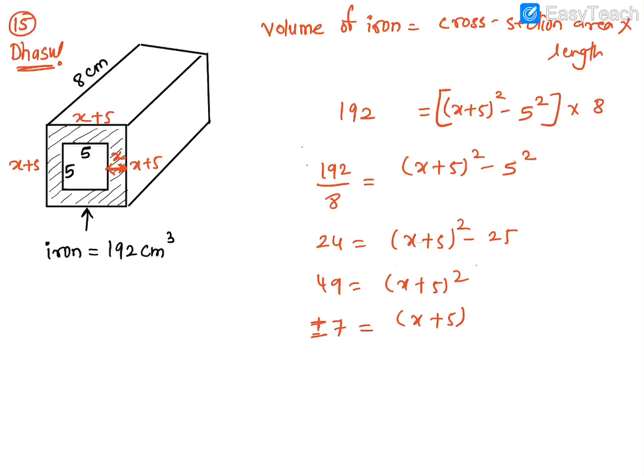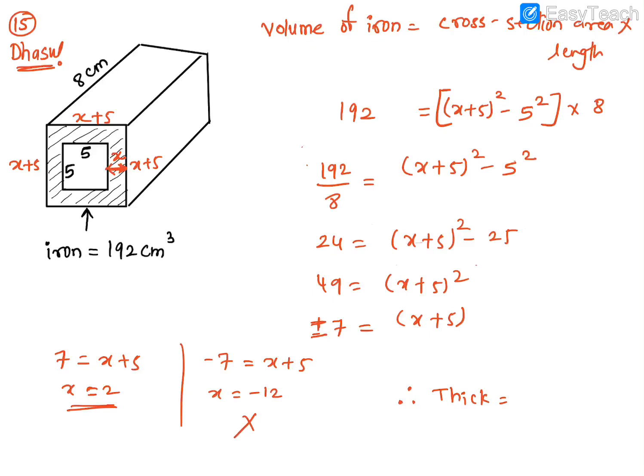Now how to solve this? So once plus 7 is equal to x plus 5 and once minus 7 is equal to x plus 5. So x is equal to minus 12, this is not possible, and x is equal to 2. So that's the answer. What's the final thing you have to find out? Find this thickness. So therefore, the thickness of this box, whatever this iron hollow shaped tube, is equal to how much? 2 centimeter. Done.